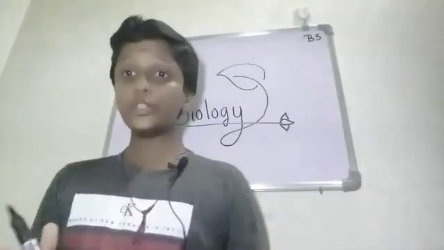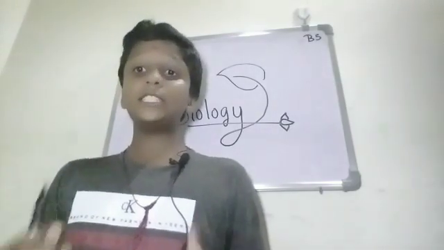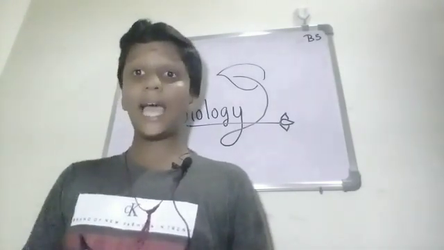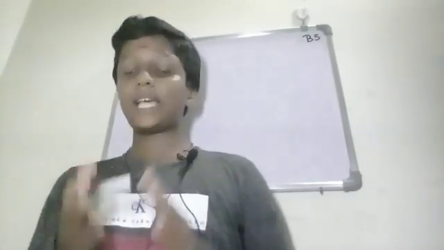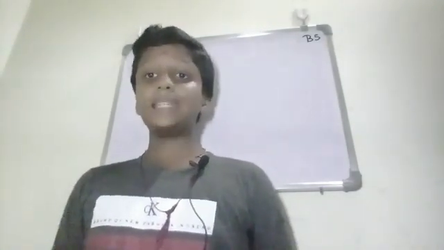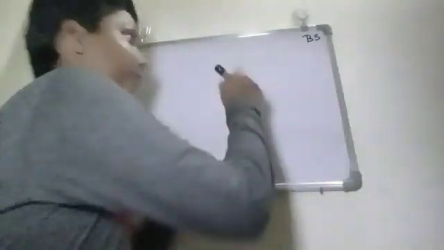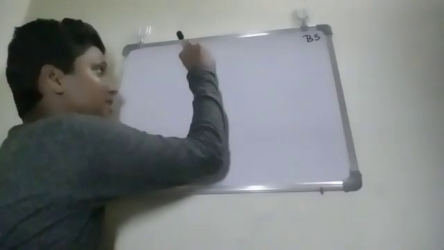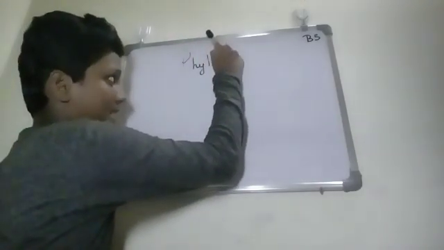Today in our biology class, we will be looking into the types of leaves and phyllotaxy. We learned about venation, right? Venation is the arrangement of veins on the leaf. Just like that, phyllotaxy is the arrangement of leaves on the stem. I hope this is a new term to you, phyllotaxy.